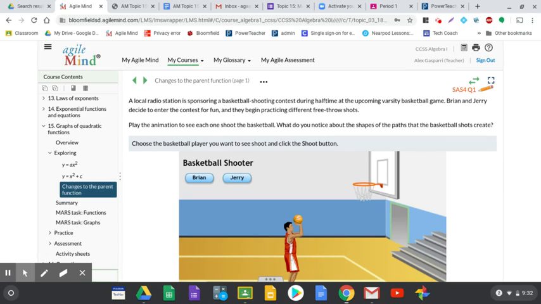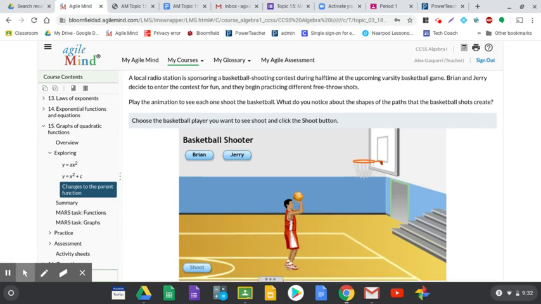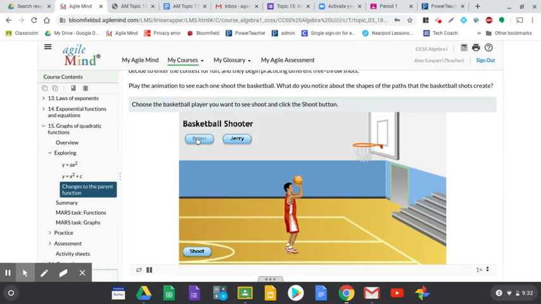A local radio station is sponsoring a basketball shooting contest during halftime at the upcoming varsity basketball game. Brian and Jerry decide to enter the contest for fun and they begin practicing different free throw shots. Play the animation to see each one shoot the basketball. What do you notice about the shapes of the paths that the basketball shots create? If you click on each player and click shoot, you see Brian's free throw, and then you can also see Jerry's.